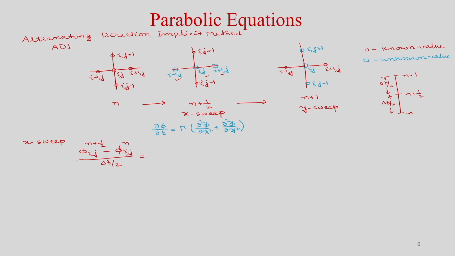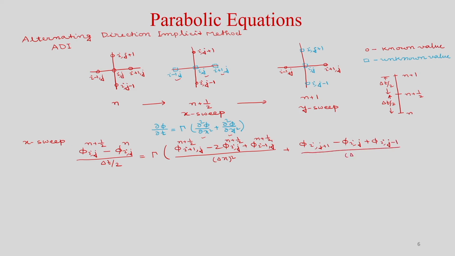And in the right hand side, as we are doing the x sweep, in the del 2 phi by del x square, we will take all at the n plus half time level, and when we are discretizing del 2 phi by del y square, we will take at the time level n. So, it will be gamma times phi I plus 1 j minus 2 phi I j plus phi I minus 1 j divided by delta x square. So, that will be taken at n plus half. Plus phi I j plus 1 minus 2 phi I j plus phi I j minus 1 divided by delta y square. So, it will be at the previous time level n.